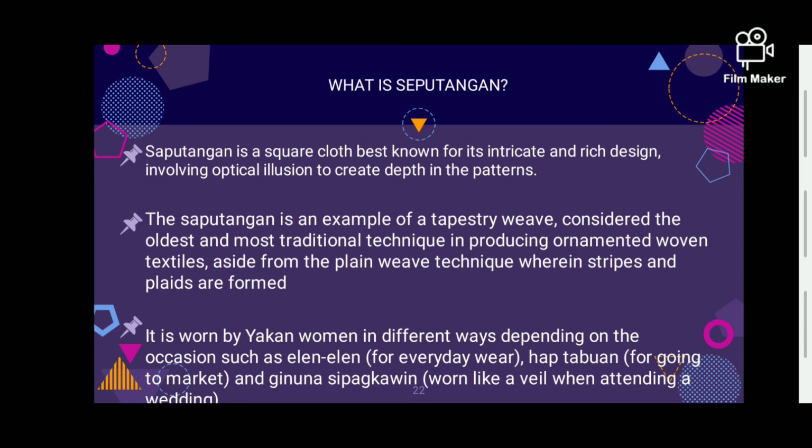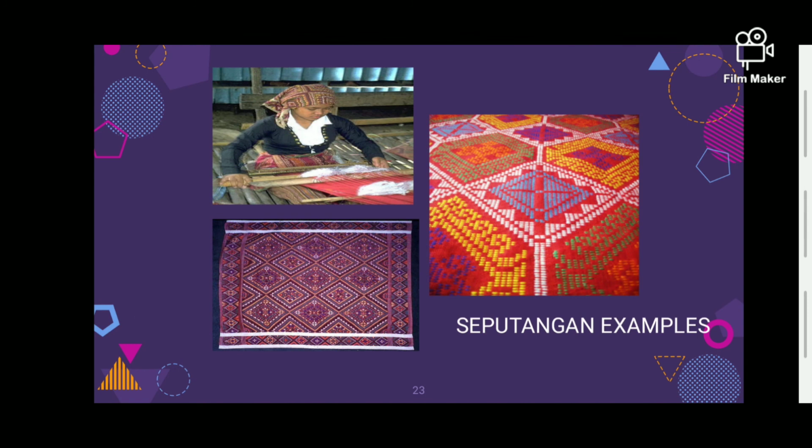Aside from the plain weave technique, wherein stripes and plaids are formed, it is worn by Yakan women in different ways, depending on the occasion, such as elen for everyday wear, haptabuan for going to market, and ginauna si pagkawin, worn like a veil when attending a wedding. These are examples of Seputangan.